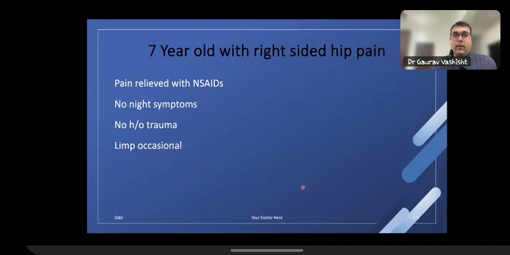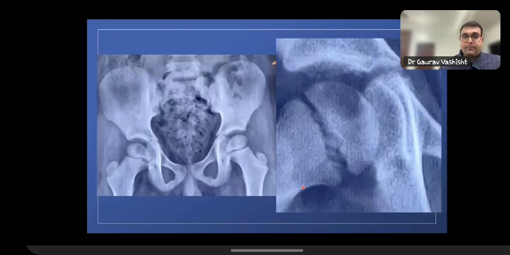Next is a 7-year-old boy with right-sided hip pain and pain relief with NSAIDs, no night symptoms, no history of trauma, and occasional limp. These are the radiographs, the pelvic radiograph of this child, and I would like you to give an answer to this. Think before you answer. Do not give vague answers, please. Just think which area you are looking at and what could be the possible diagnosis.